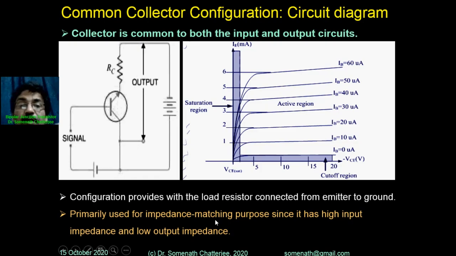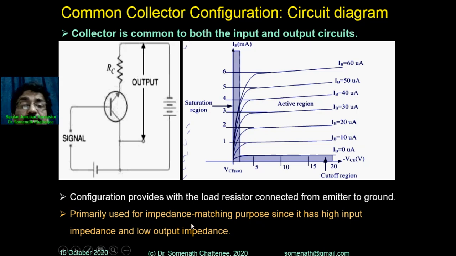So it is primarily used for impedance matching. I told you that the voltage gain is less than 1 in the case of common collector. So we are using this for impedance matching purposes. We will discuss the different applications of BJT.